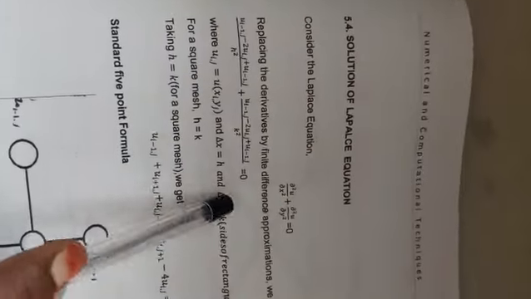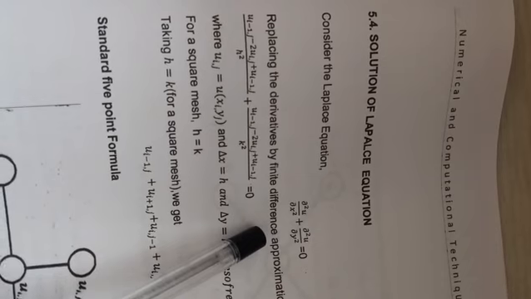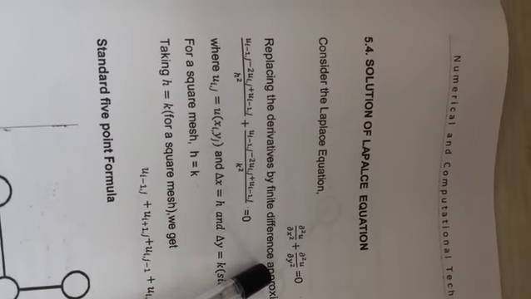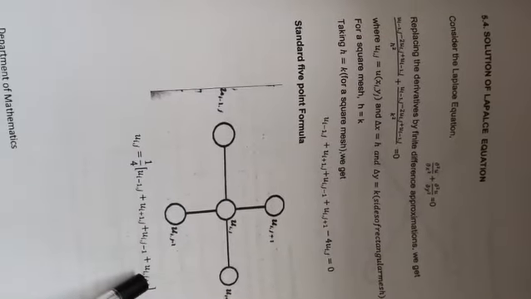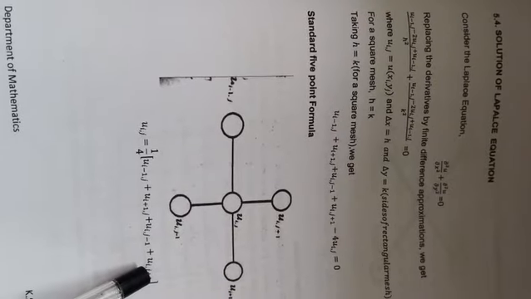First we have to know what is meant by Laplace equation. Consider the Laplace equation, that is ∂²u/∂x² + ∂²u/∂y² = 0, which is the Laplace equation. For solving this Laplace equation, we have two types of formulas. First one is the standard 5-point formula.